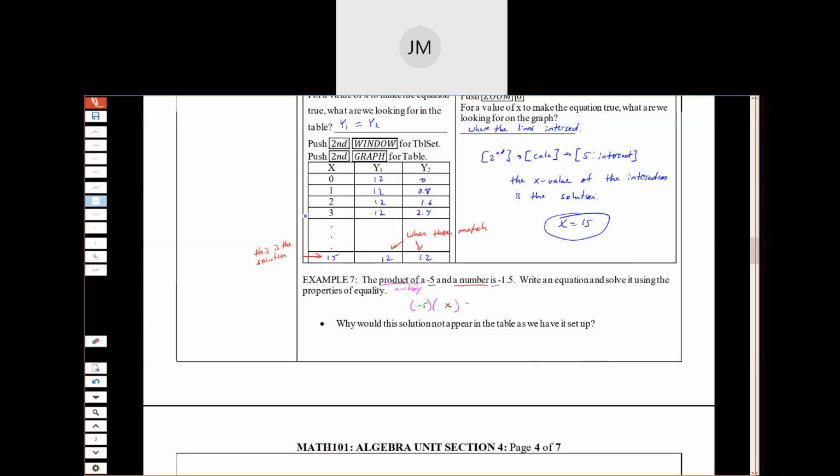Is means equals. I'm running out of colors here. And then is -1.5.